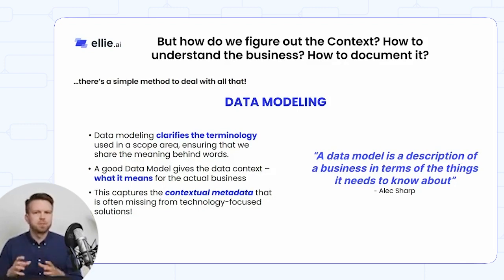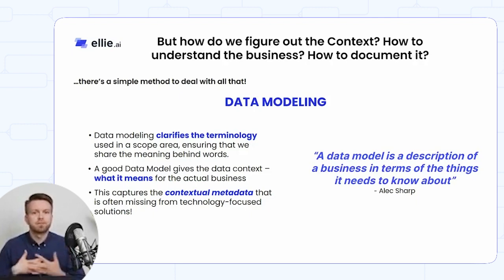A good data model is always about the context. It helps us understand what the data actually means for the actual business. And in fact, it's not just about the data. It's in fact about the business itself. My favorite quote in the whole world, there on the right-hand side by Alex Sharp: a data model is a description of a business in terms of the things it needs to know about. So a proper data model isn't really even about data. It's just describing the business in terms of these data things, data about invoices, data about customers.